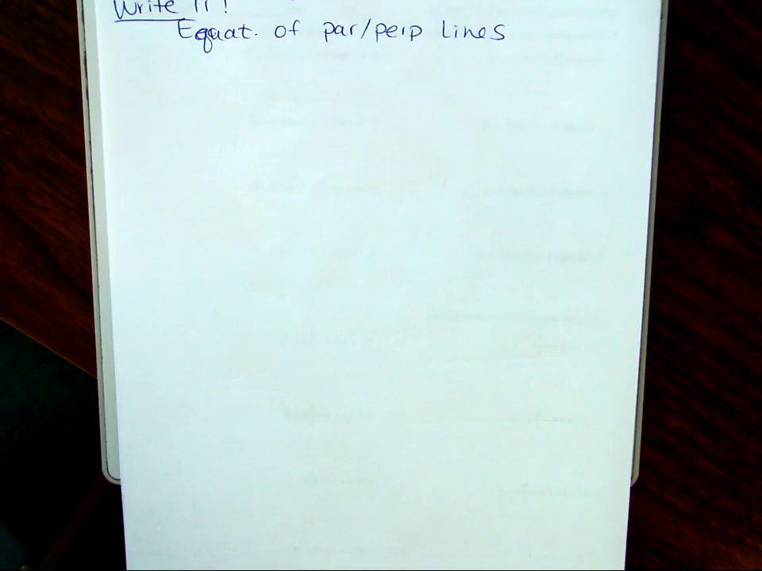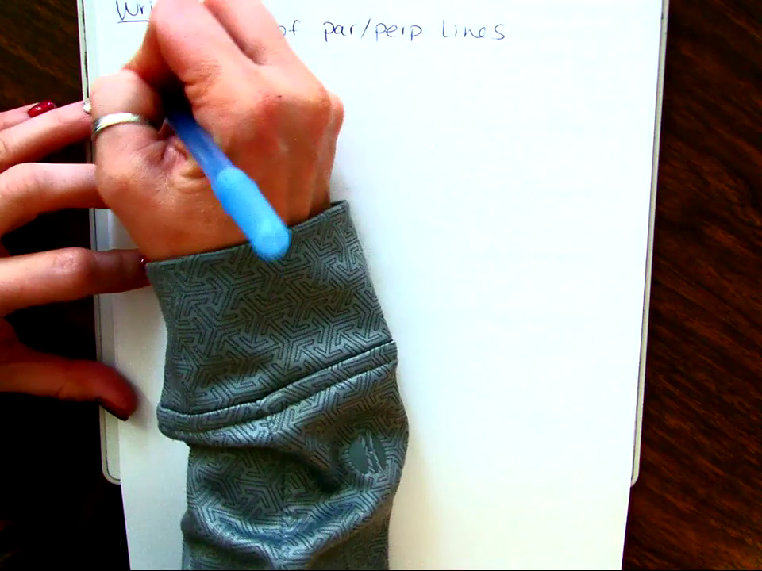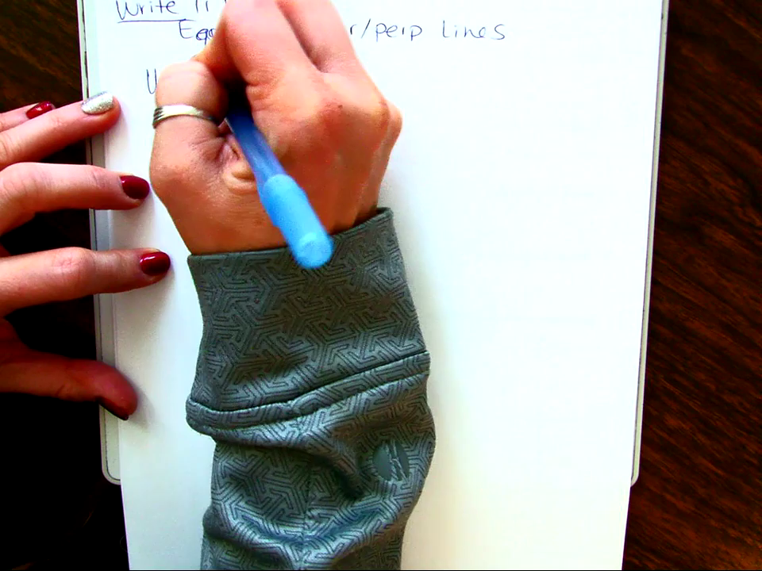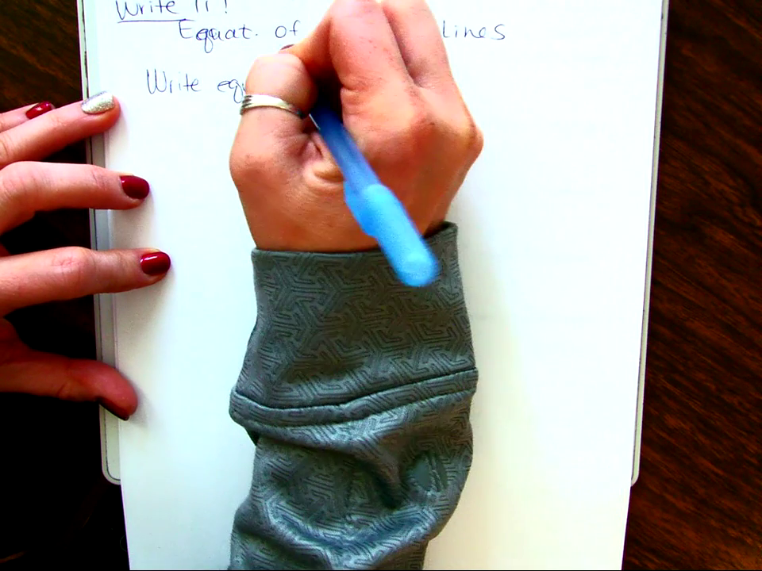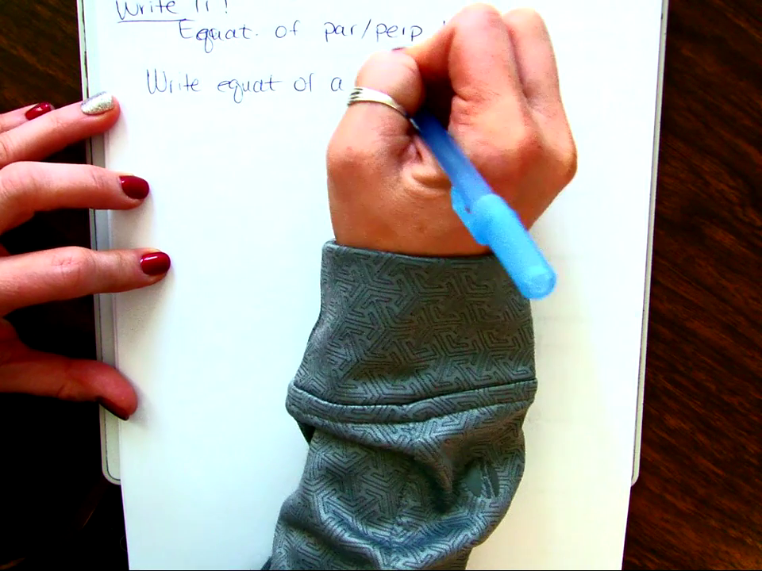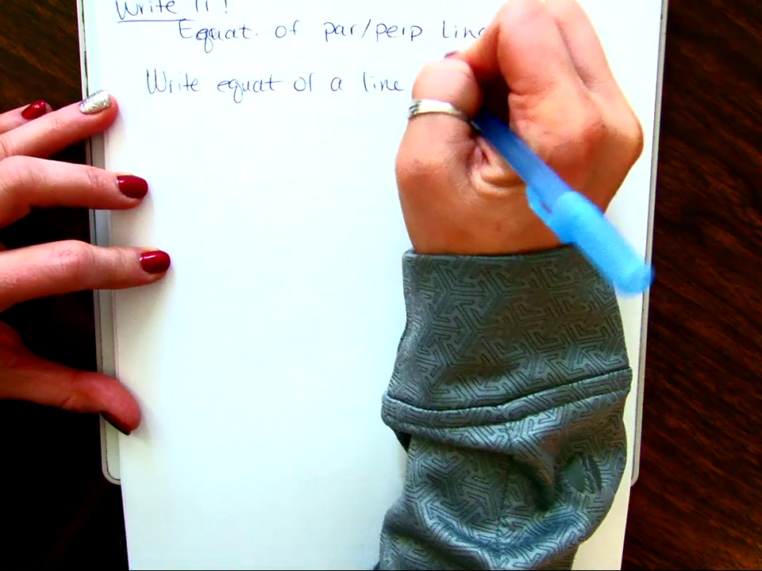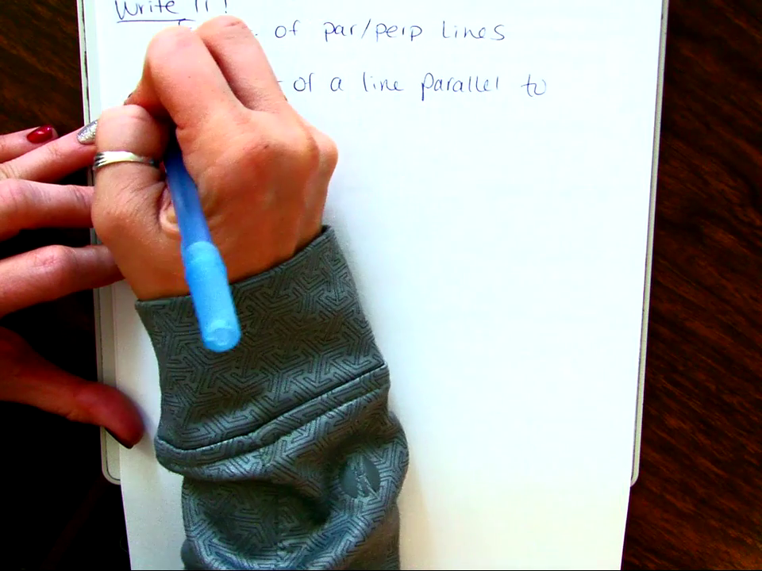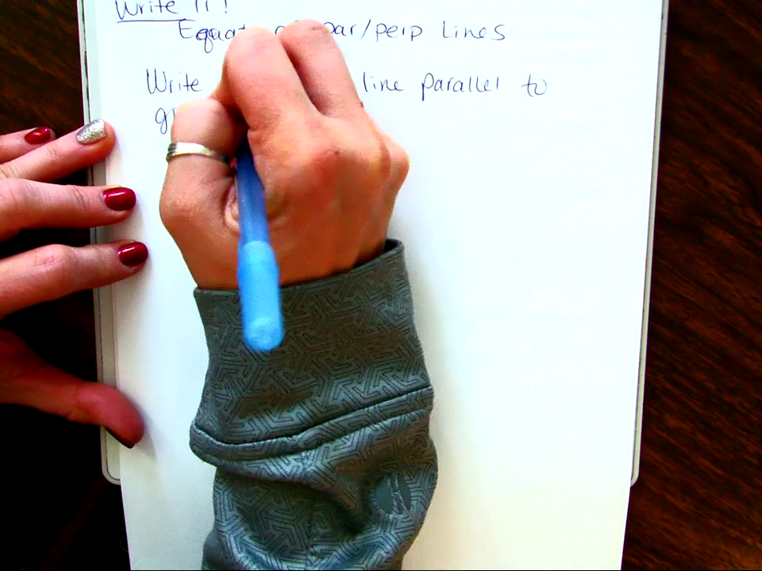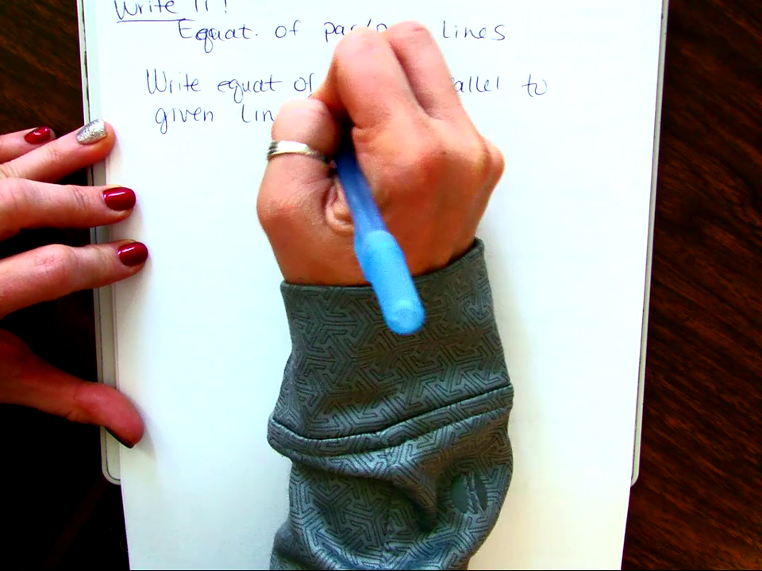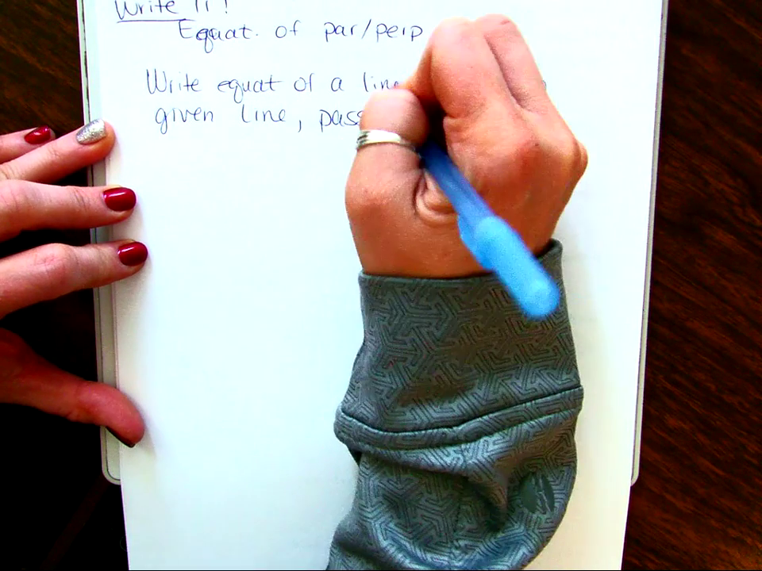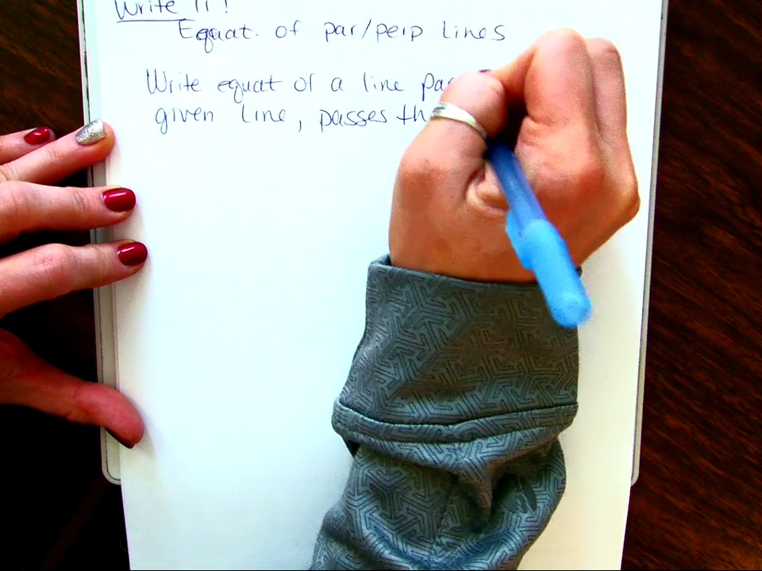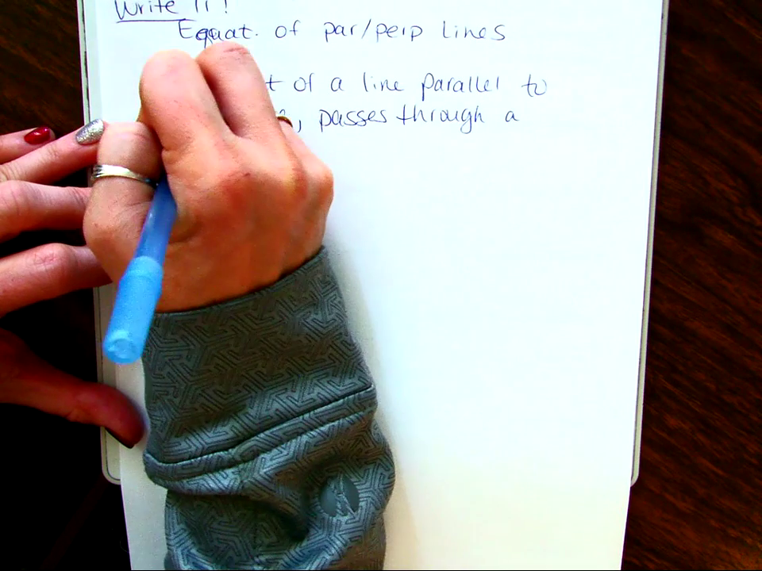So here's how the directions are going to start out. You're going to write this one time. It's going to say, write the equation of a line that is parallel to a given line and passes through a given point. I'll give you a minute to write that.